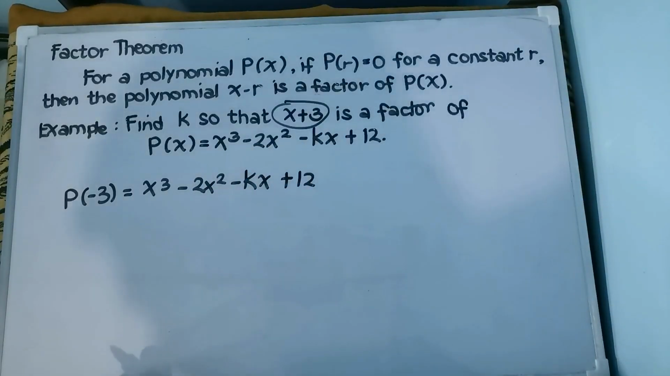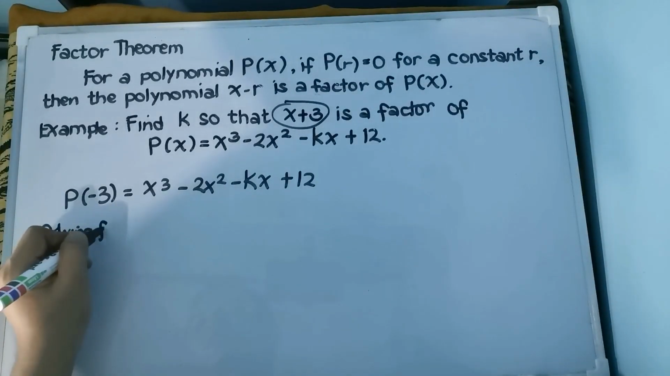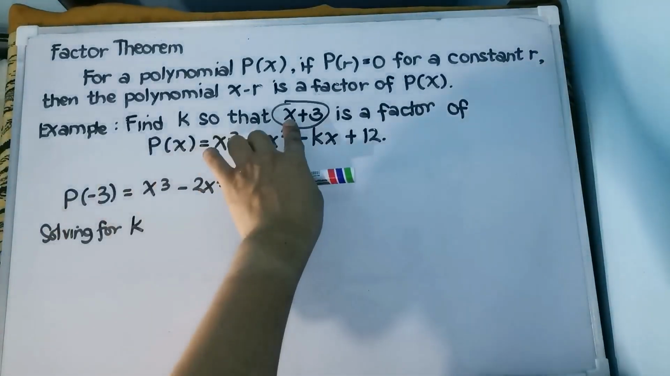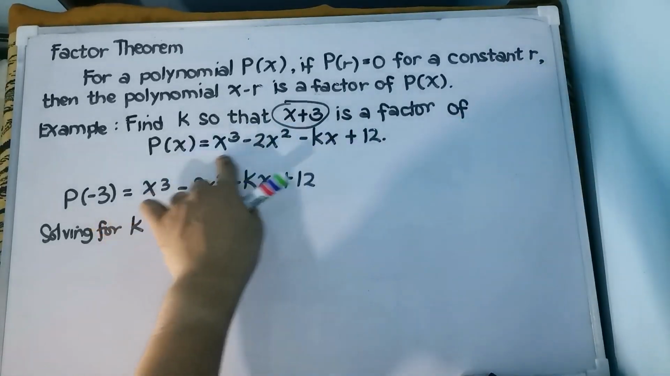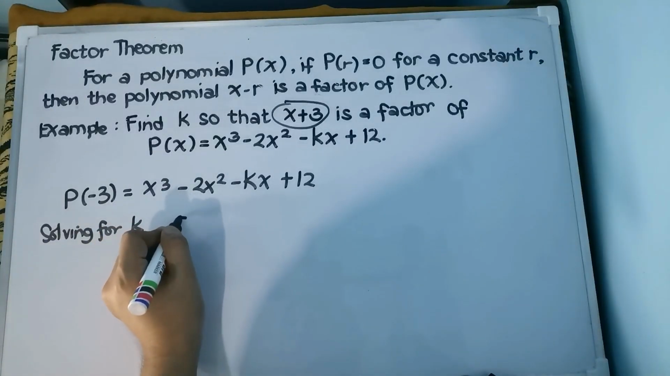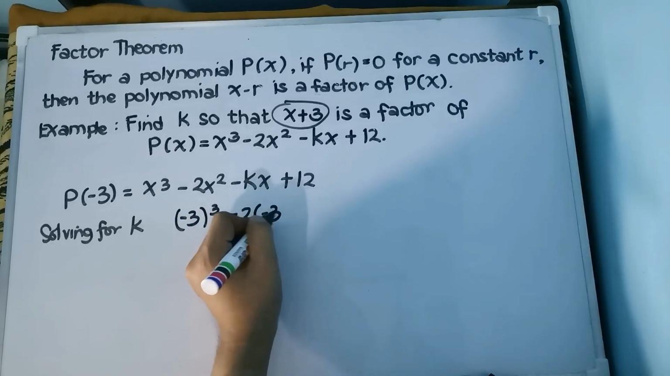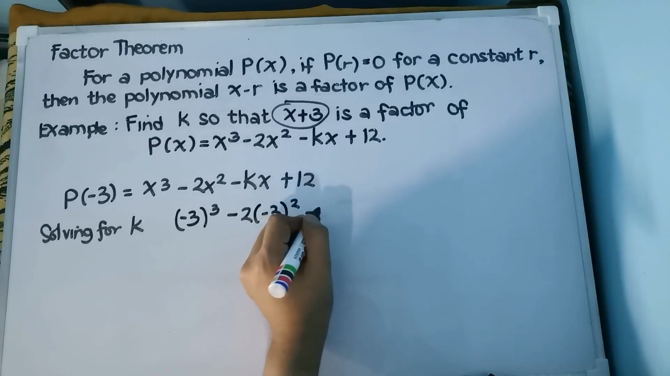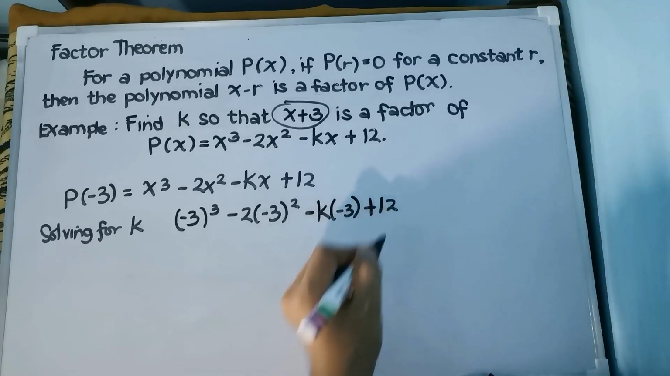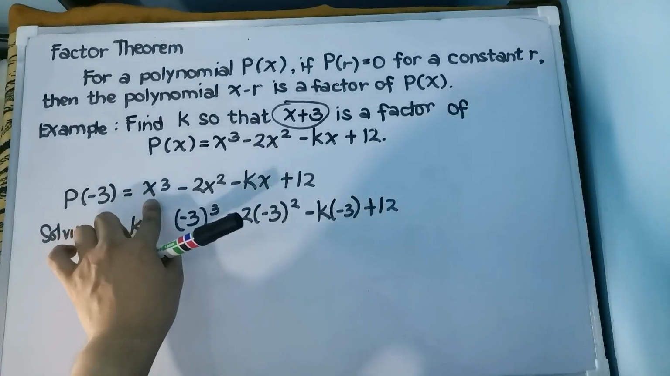So in this case, we are solving for k. Para masabi na itong x plus 3 ay one of the factors of the given polynomial. So we just substitute negative 3 cubed minus 2 times negative 3 squared minus k times negative 3 plus 12. So sinubstitute lang natin lahat ng x as negative 3.